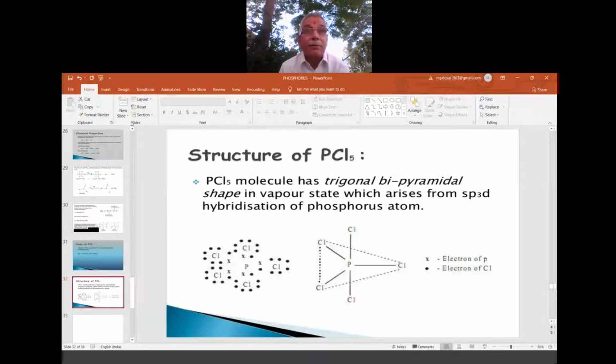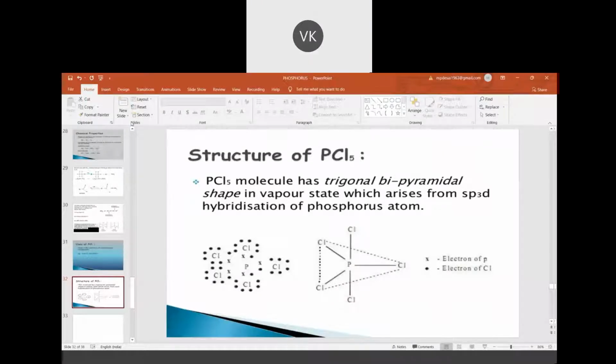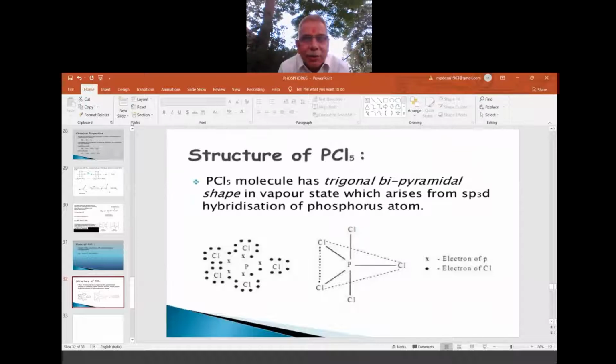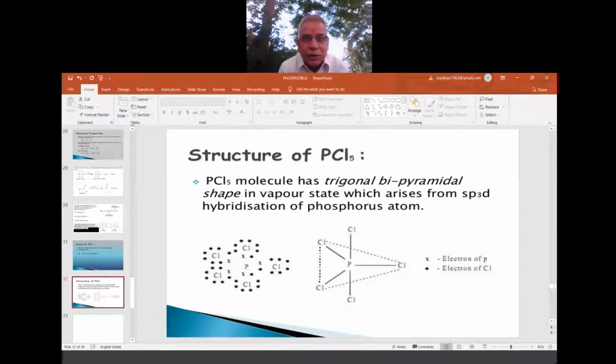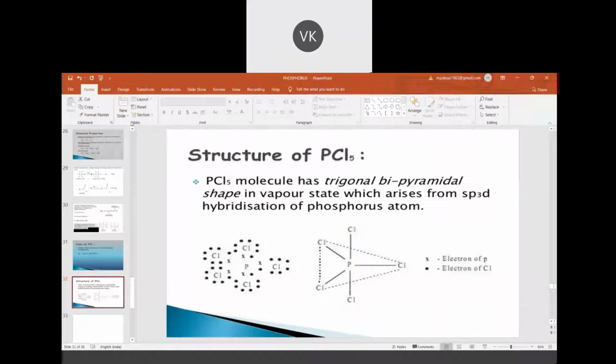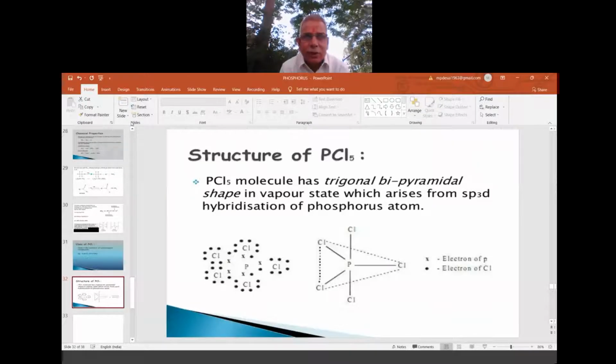Sir, does PCl5 exist as a dimer? It's not a dimer actually. Dimer is what you have seen in acetic acid, CH3COOH, or in the case of BH3, B2H6. You can take those as dimers. Not this one. This is totally different.